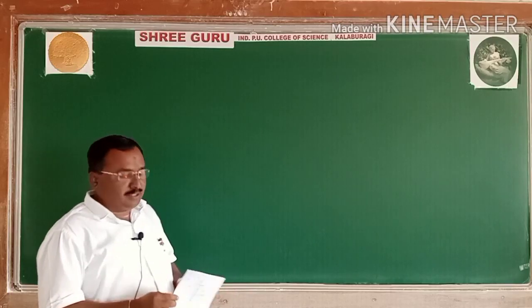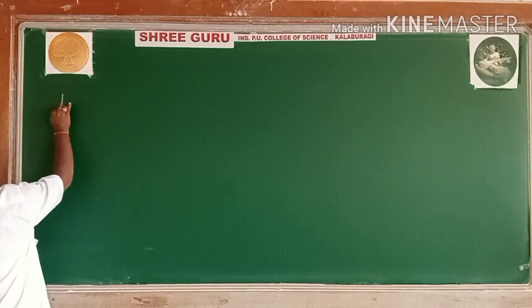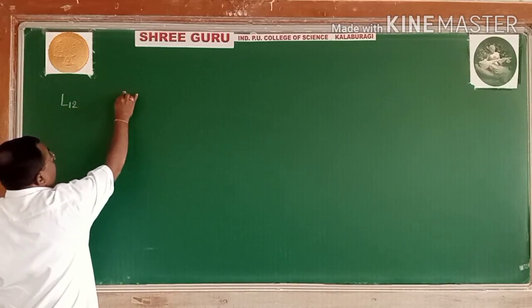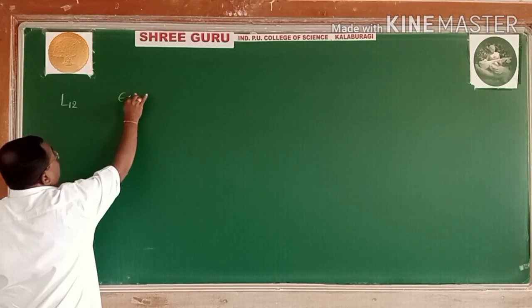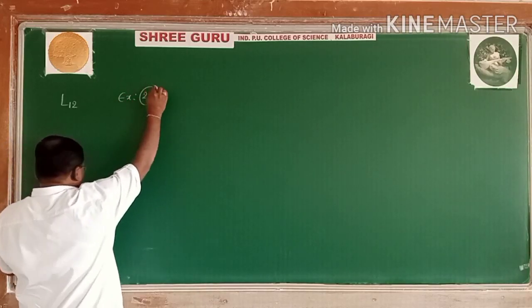And sequences and series continue. Lecture number 12. Sequence and series continue. That is example number 27.